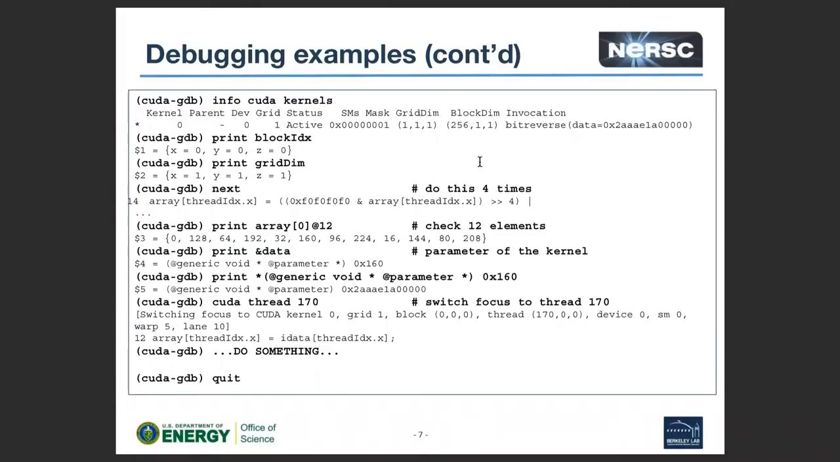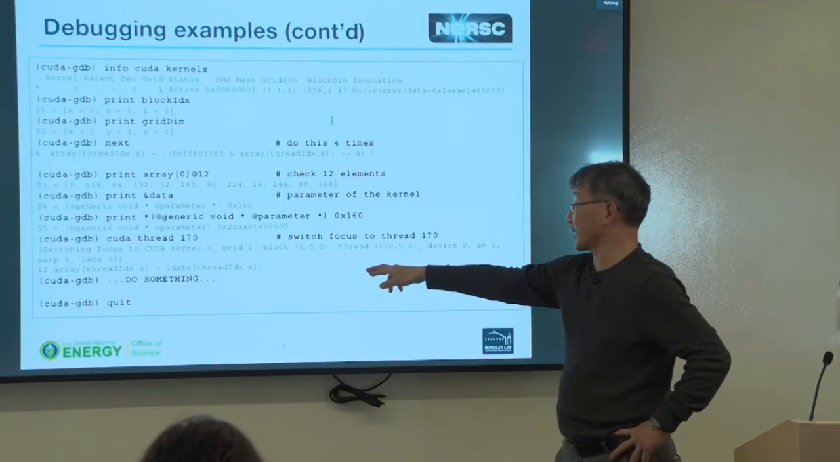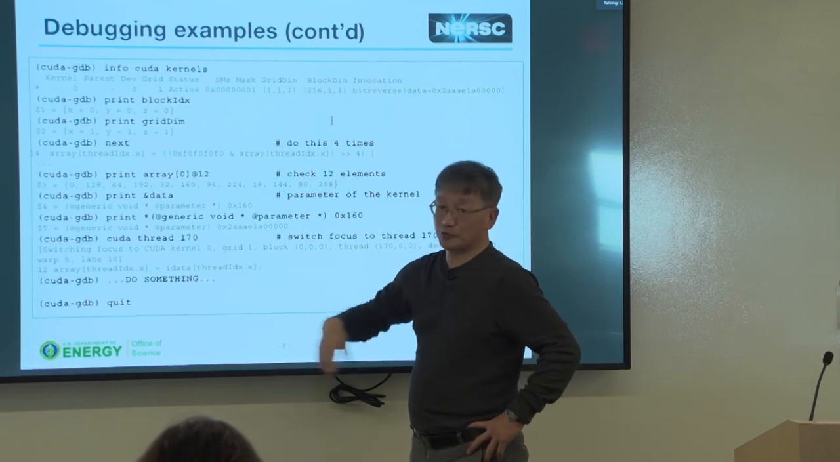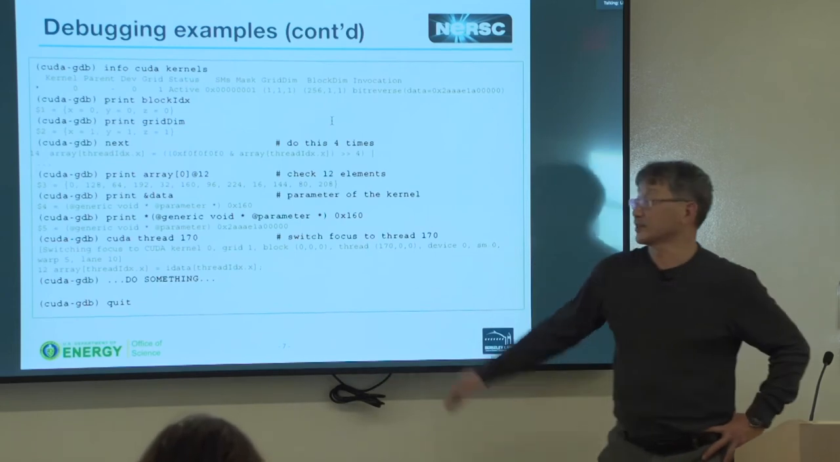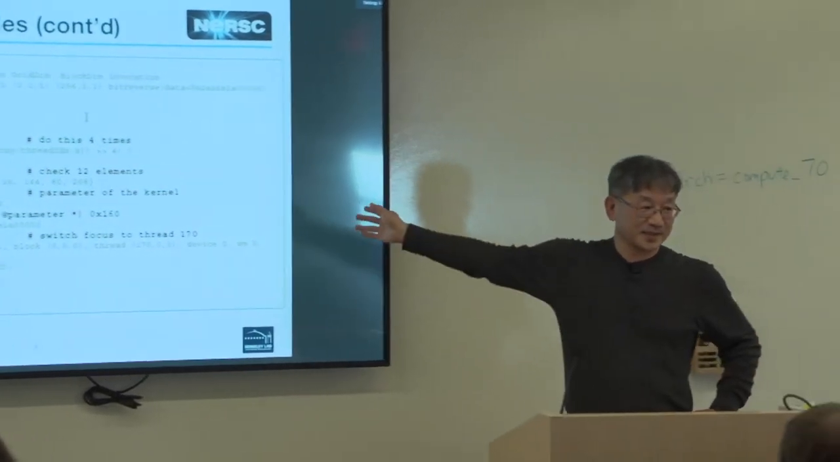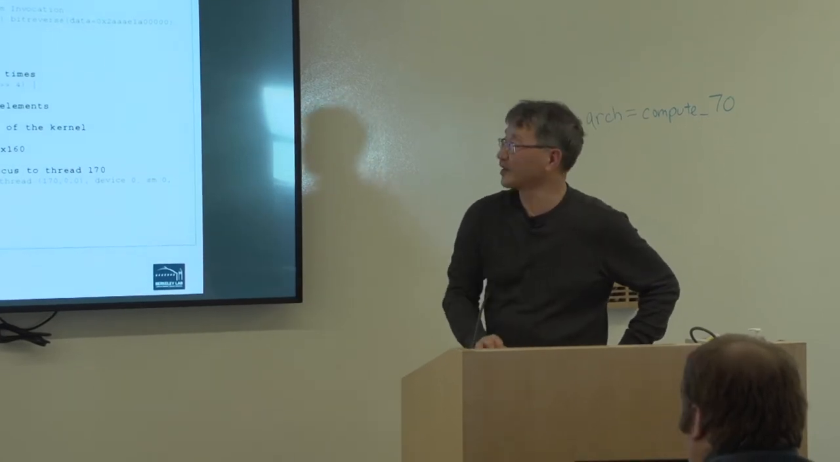This is a parameter for the kernel. If you do that, it will show these parameters, basically pointers as the values here, so you can dereference them to see the value. Again, you can switch to thread 170 for whatever reason, do something, and then quit. So this is pretty typical. This code does not have an error, but you can test it that way.